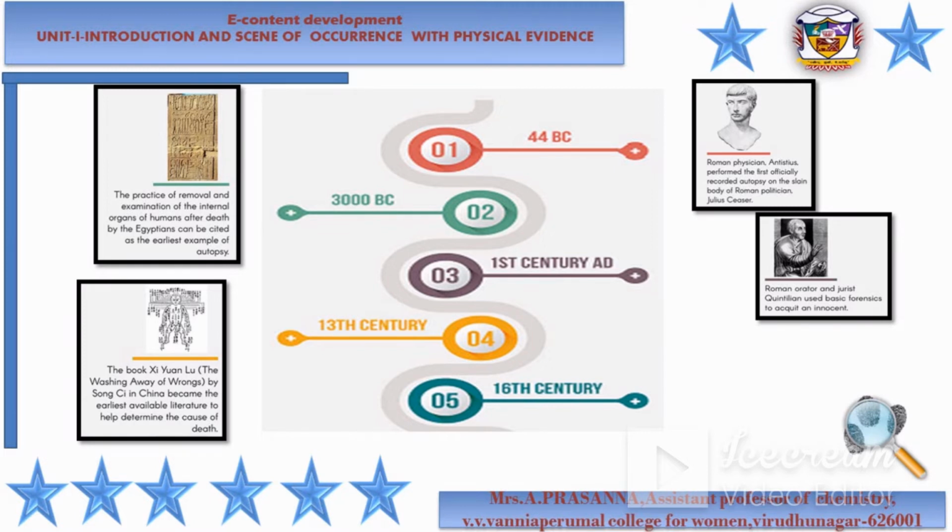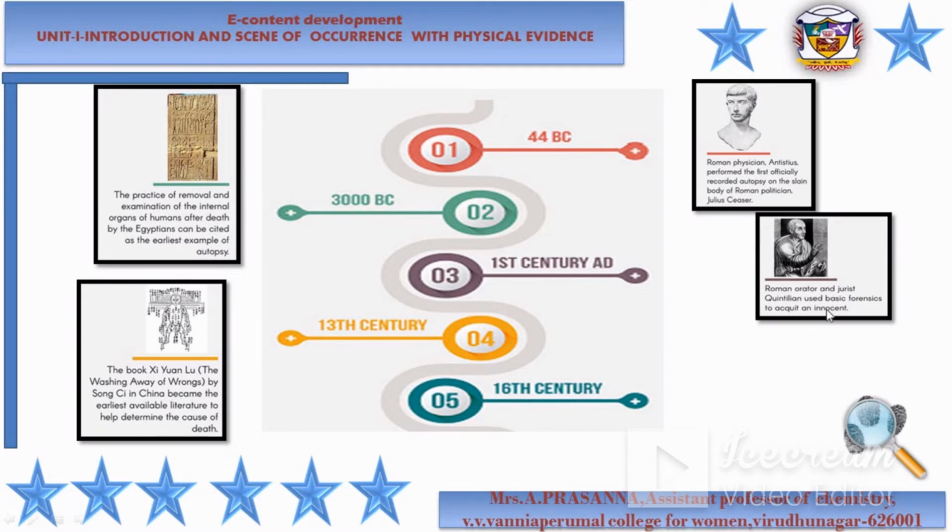Early in the 1st century AD, a Roman orator and jurist Quintilian used basic forensics to acquit an innocent. The Roman model forms the foundation of the modern day court and legal system.